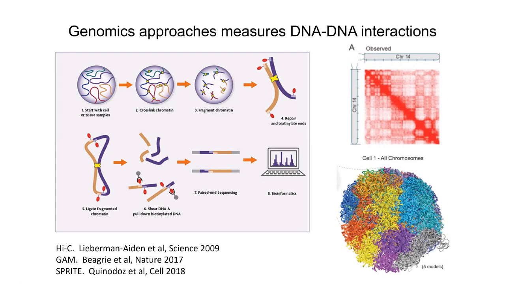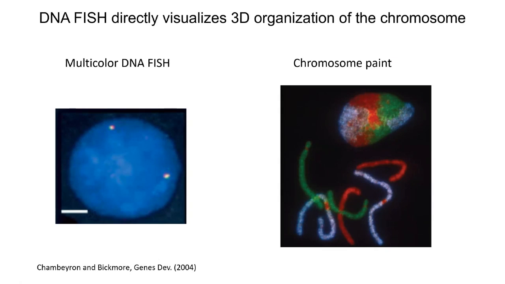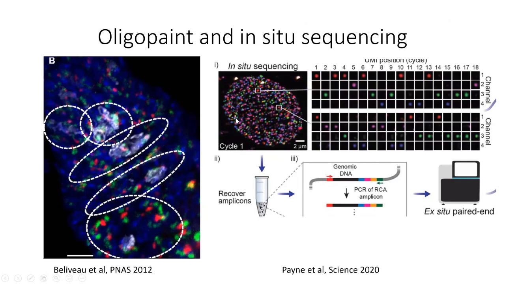And then, of course, the other approach traditionally has been using microscopy to image directly the chromosomes, and this is done with either DNA FISH or chromosome paint, where you actually see the chromosome territories in individual cells, and more recently, done at higher multiplex by these chromosome paint, OligoPaint methods developed by Ting Wu's lab, and most recently with in situ sequencing.